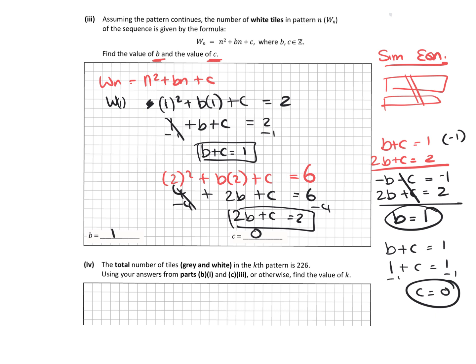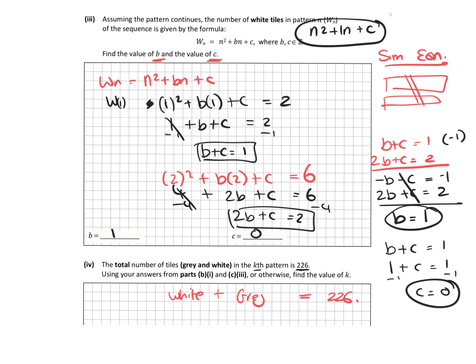Okay, which means that my formula is n squared plus b times n, which is 1 times n, plus 0. The total number of tiles, grey and white, in the kth pattern is 226. So to get the grey and white pattern, you are adding the formula that you've gotten for the white tiles and the formula that you got for the grey tiles together. And then you want to see what number of those would give you 226.